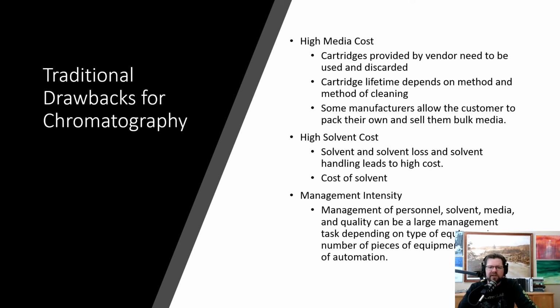Some manufacturers allow a customer to pack their own media into their own columns and then sell them bulk media. So in our case, we have the ability of the customer to pack their own columns, and the bulk media is pretty inexpensive. You're looking at basically 500 to 10,000 per kilo. The non-selective phases or the less selective phases such as C18 or silica or single mono phases, they're very inexpensive, and there's many different vendors that you can buy those from in bulk. So the price is really low.